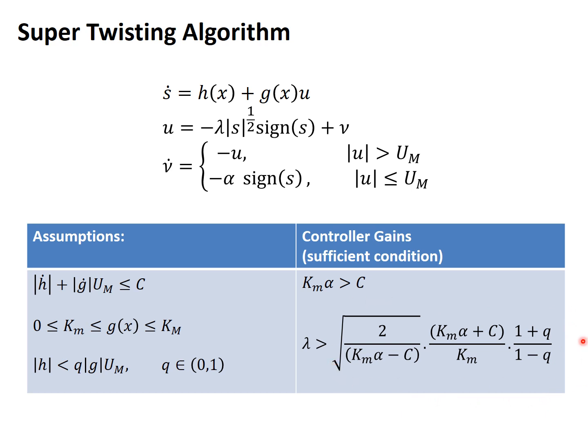How does this complex right hand side come? This comes because we need lambda to be greater than this in order for the algorithm to converge. Going into the convergence proof will lead us to this condition on controller gain lambda, and this condition is straightforward because we have this quantity Km alpha minus C, which has to be positive. So, that is why this condition has come.